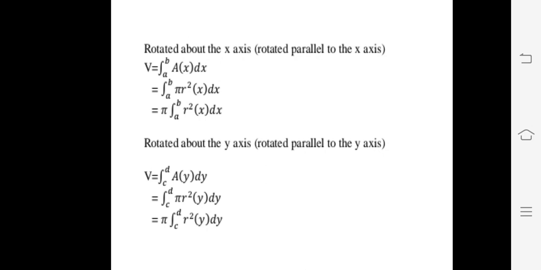If our graph is rotated about the y-axis, the formula we use is volume is equal to the integral from c to d of A(y) dy. Then the same procedure as the x-axis: pi r squared y dy, so volume is equal to pi times the integral from c to d of r squared y dy.